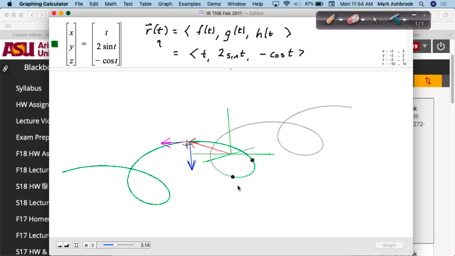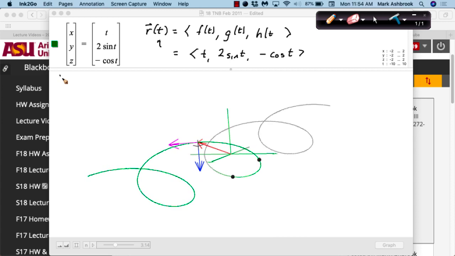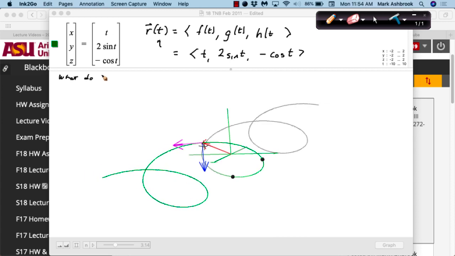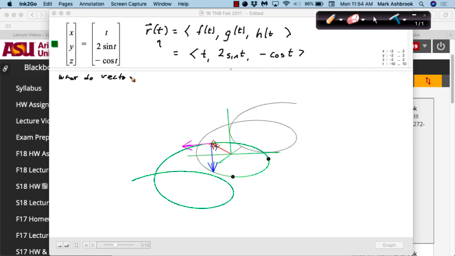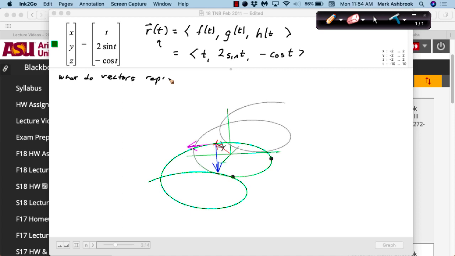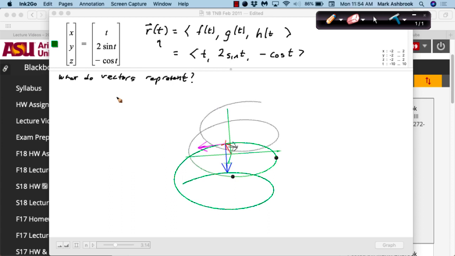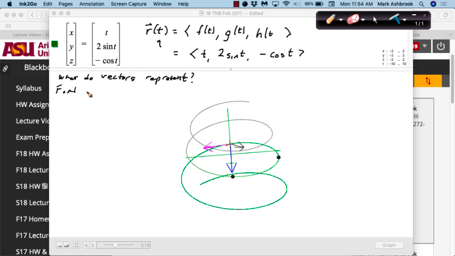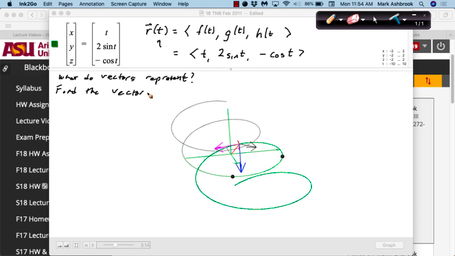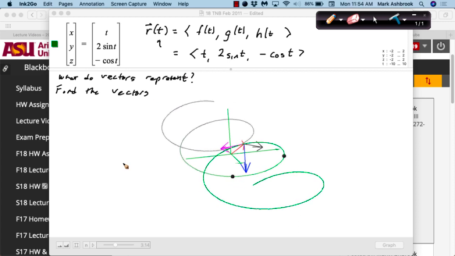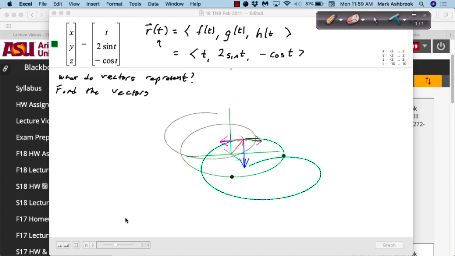So what are the vectors? Like, what are they representing? Meaning, how do we call them? And then find the vectors. So talking numbers now. Any way you can. Okay, so just any way you can.